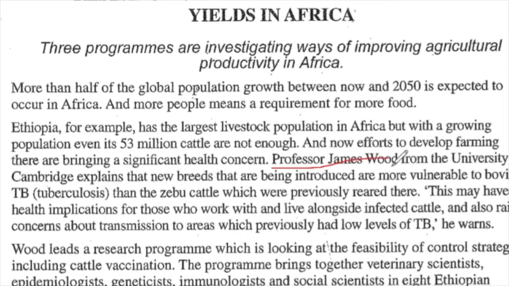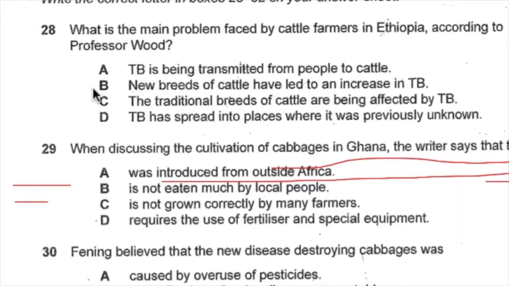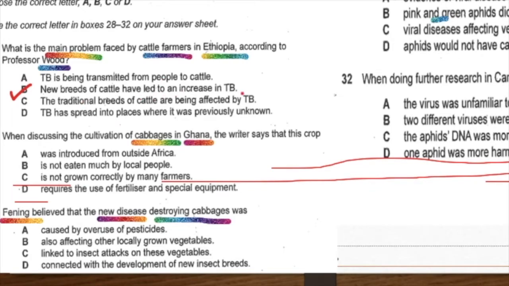Professor James Wood from the University of Cambridge explains that new breeds that are being introduced are more vulnerable to bovine TB. Bovine is nothing but cattle. The correct answer is B. New breeds of cattle have led to an increase in TB.